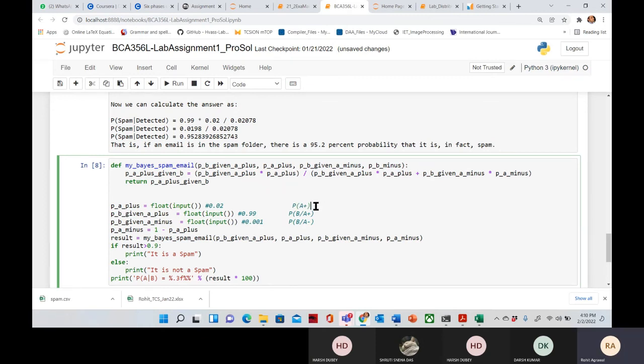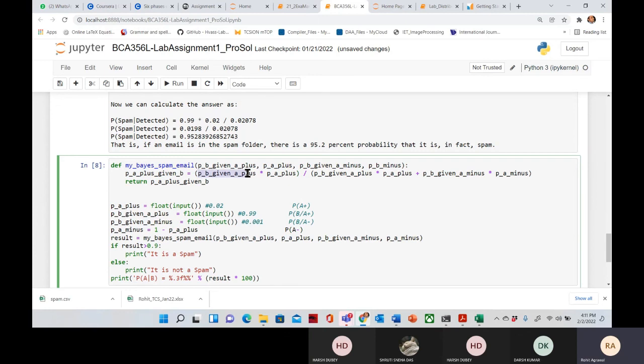That means that email is spam. That much it is detecting spam, and it is given spam. It is detecting spam, but it is not spam. The three things are given. Using this first one, we will calculate P of A minus, and we will use the same formula that is given in the notebook.